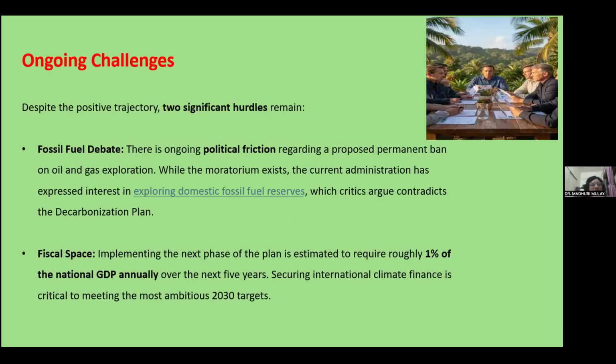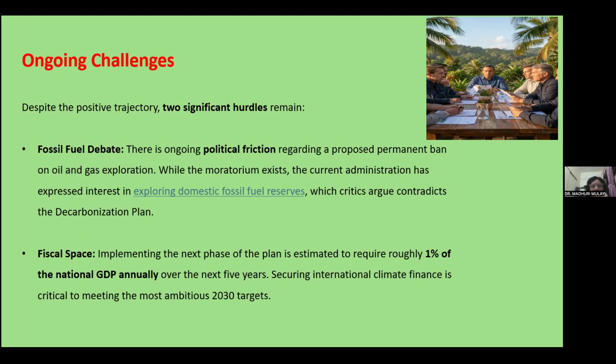So, ongoing challenges: the fossil fuel debate. There is ongoing political friction regarding the proposed permanent ban on oil and gas exploration. While the moratorium exists, the current administration has expressed interest in exploring domestic fossil fuel reserves, which critics argue contradicts the decarbonization plan.